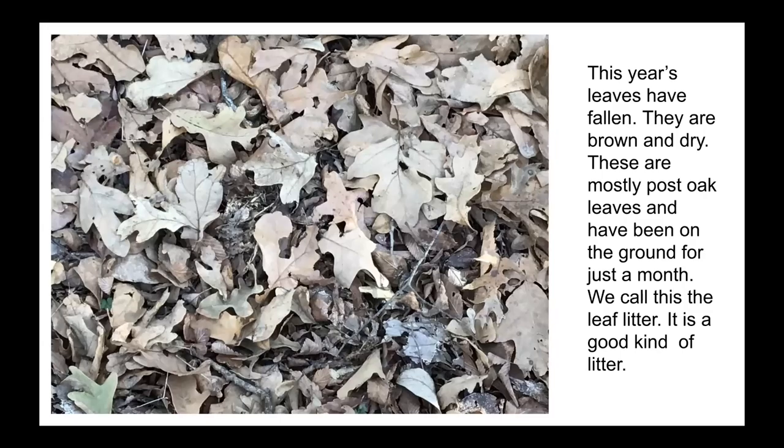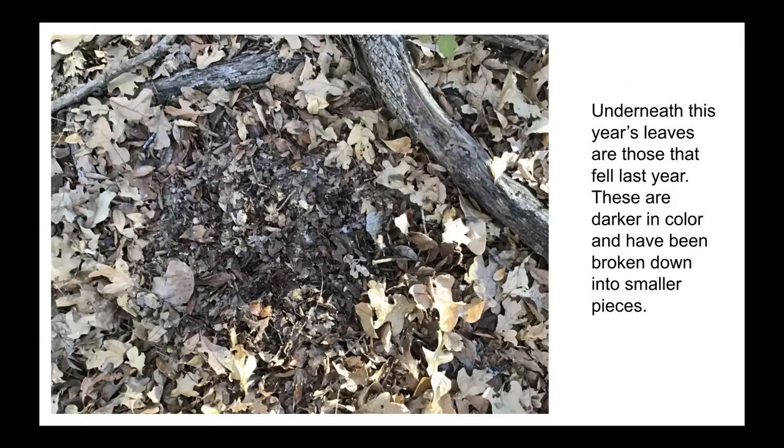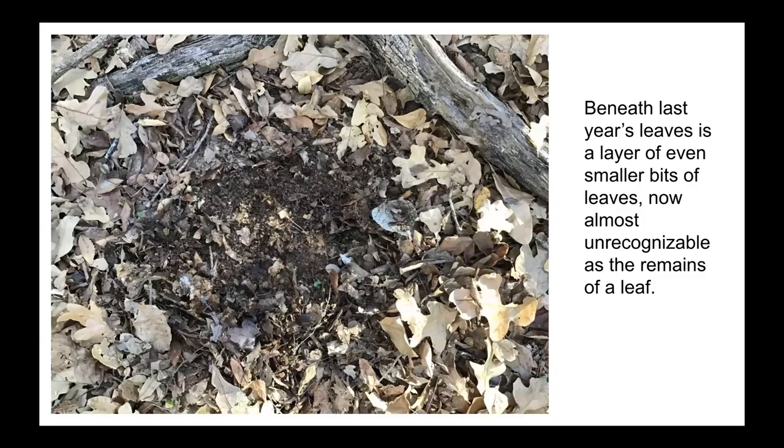If you go down another layer, you move those big ones off the top, and you find another layer. These leaves fell when you were in second grade, if you're in third grade now. But now they're dark in color and they've broken into smaller bits. Go down another layer, and now we see leaves that fell when you were in first grade. Now they're almost unrecognizable as leaves. You can't even tell what they are. They're just crumbly bits, and after that, they're gone. The leaves that fell when you were in kindergarten have become soil.